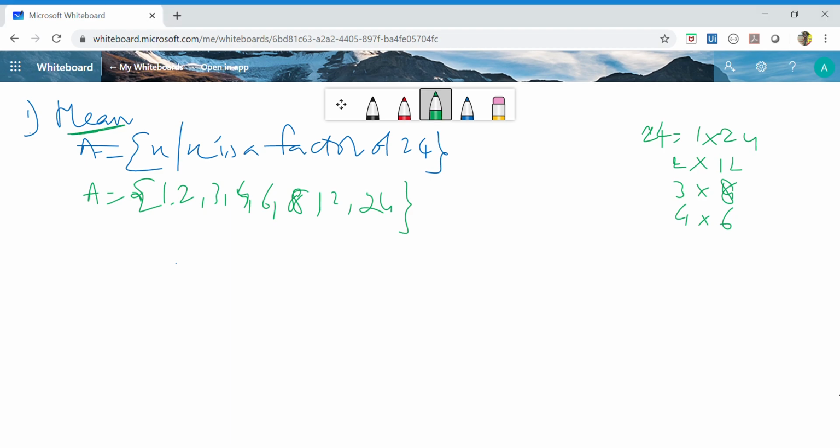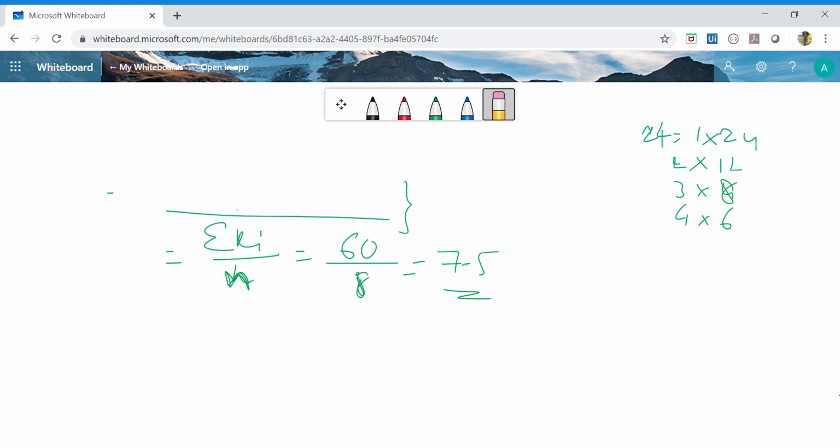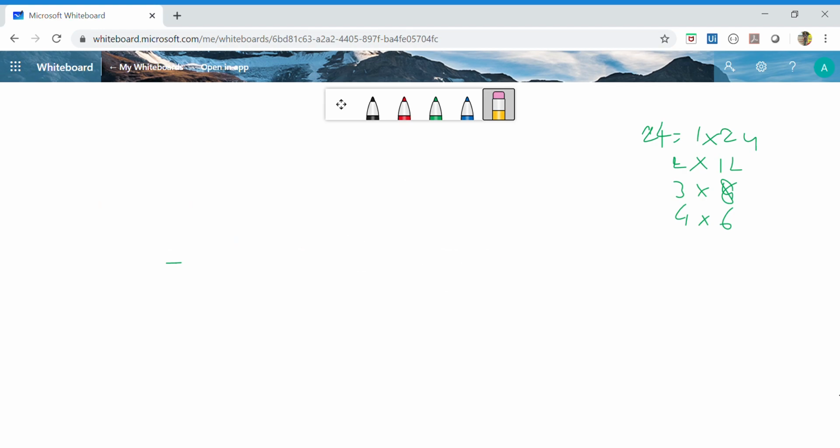Next, so mean he asked. Mean means sum of the observations by number of observations if it is a raw data. So sigma xi by n we can consider. Sigma xi means sum of the observations. This is 1 plus 2 plus 3 plus 4 plus 6 plus 8 plus 12 plus 24 becomes 60 by number of observations is 8. So 60 by 8 is nothing but 7.5. So this is the mean of elements present in the given set. Next. So this is a connective between statistics and sets.